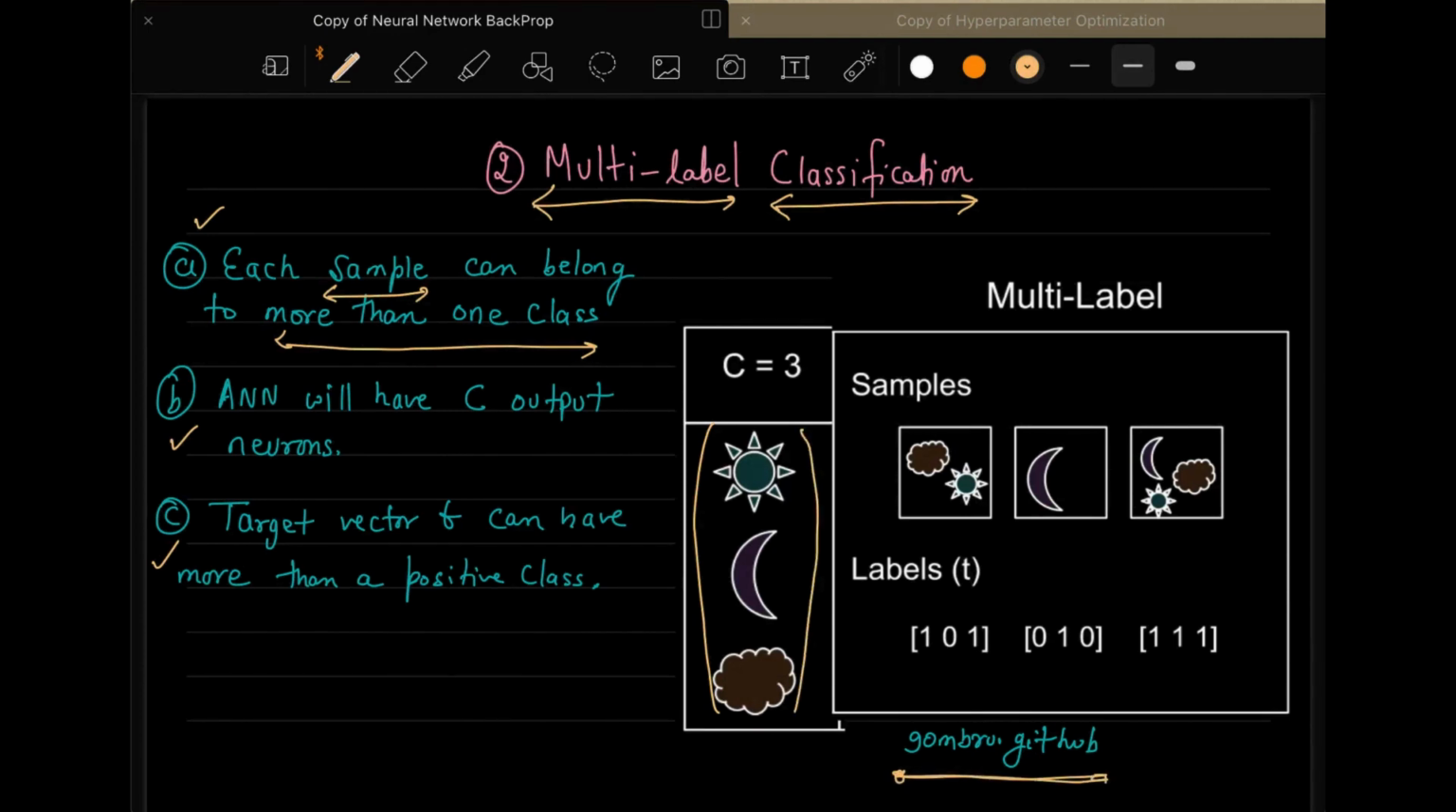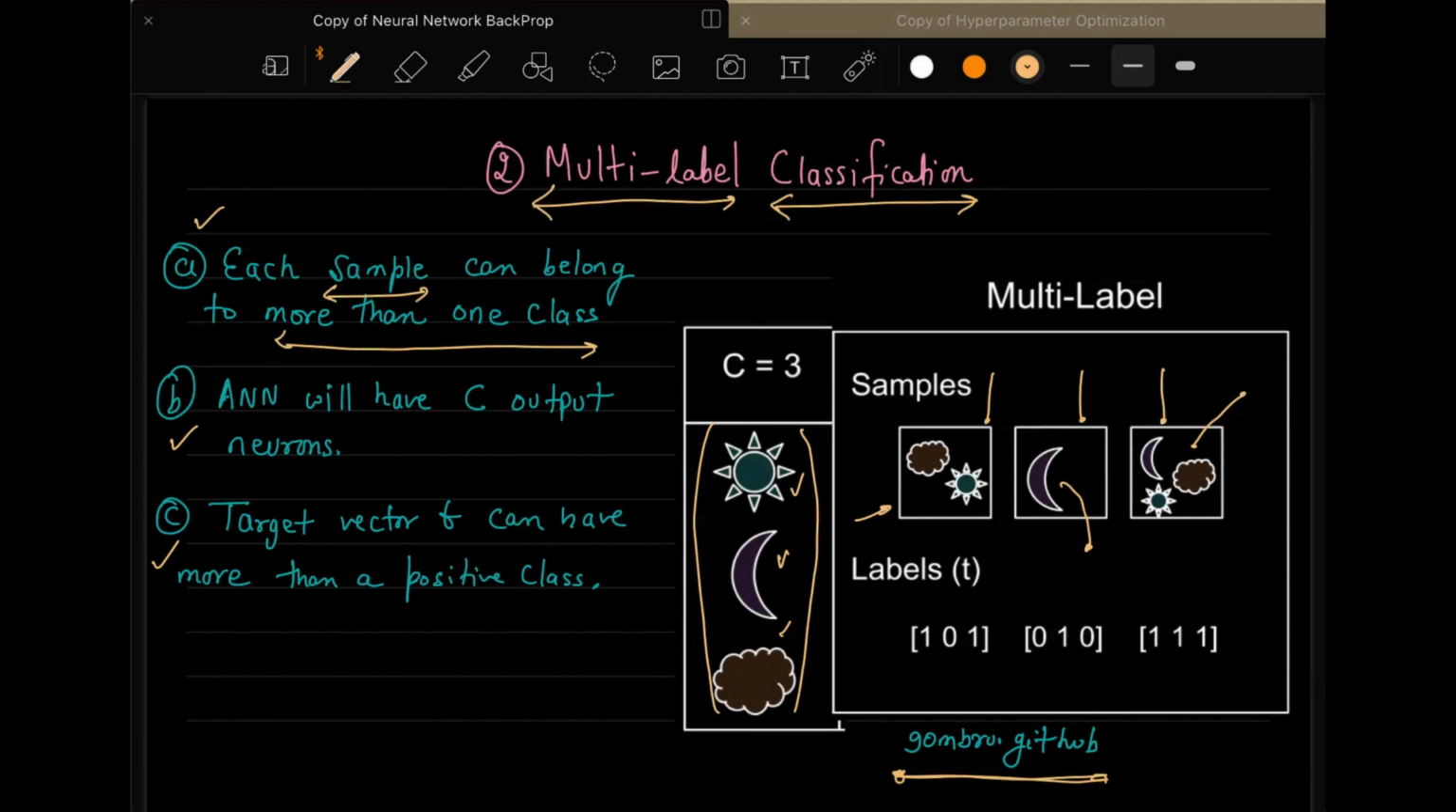So this particular sample which we have here is sun, moon, and cloud. Now the samples are different. In this particular picture we have 2 classes. In this particular picture only one is there. In this we have all the 3.